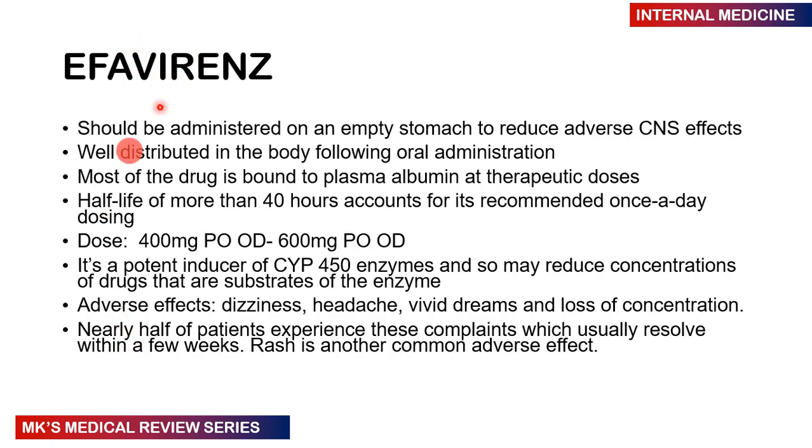Then our next drug is efavirenz, which should be administered on an empty stomach to reduce the adverse CNS effects. It's well distributed throughout the body after you give it orally. Most of the drug is protein bound to plasma at therapeutic doses. The half-life is more than 40 hours, which is why we can give it once a day, either 400 milligrams once a day or 600 milligrams once a day. It's a potent inducer of the cytochrome P450 enzymes, and it may reduce the concentrations of drugs that are substrates for this enzyme, the same drugs that I mentioned on the previous slide. Now this can cause dizziness, headaches, vivid dreams, so it can cause nightmares. It can also cause loss of concentration.